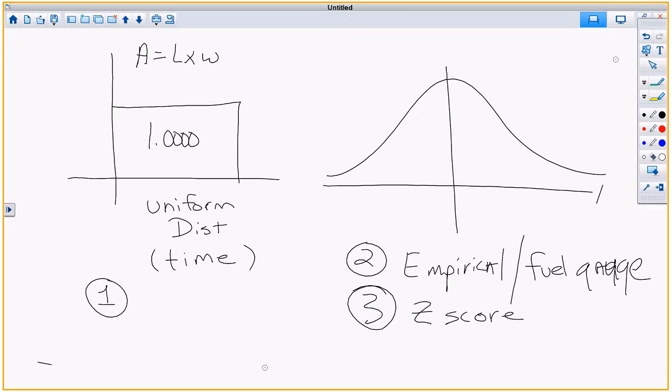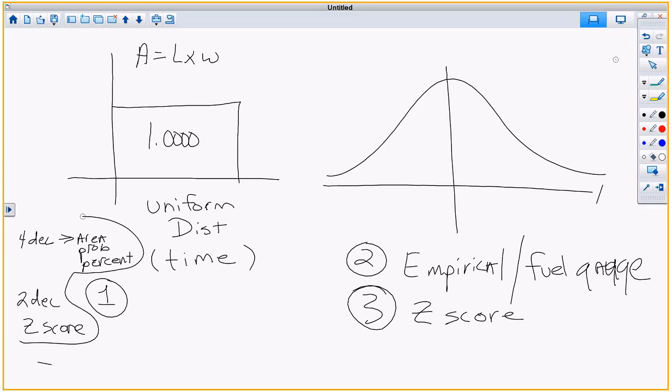2 digits, and let's write that down. 4 decimal points is an area, or a probability, or a percentage. 2 decimal points means z-score. So you need to write that down and highlight it because that's very important.